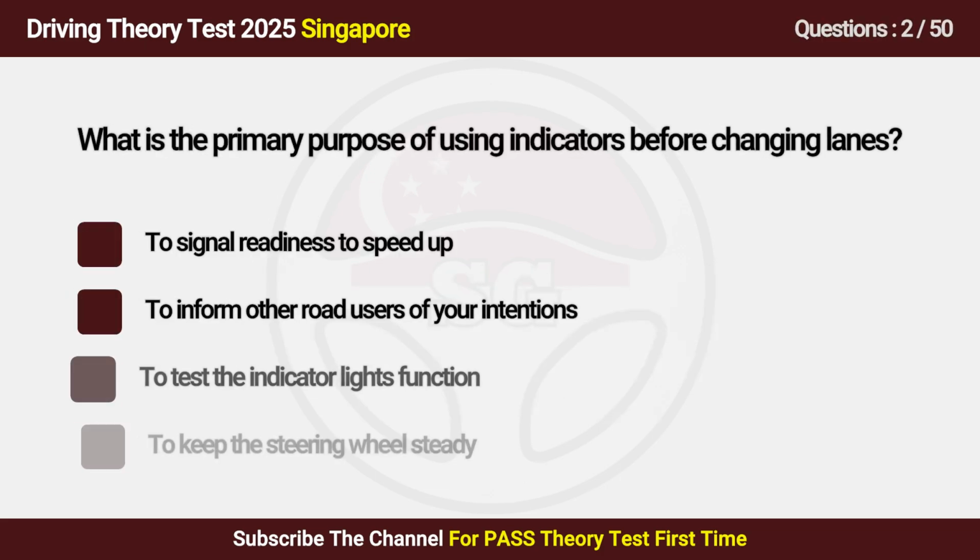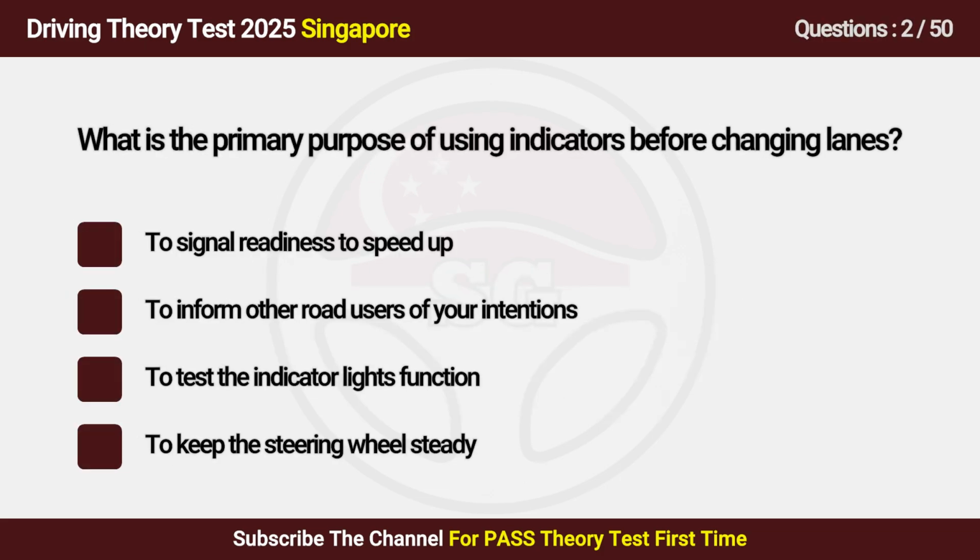Question 2. What is the primary purpose of using indicators before changing lanes? A. To signal readiness to speed up. B. To inform other road users of your intentions. C. To test the indicator light's function. D. To keep the steering wheel steady.